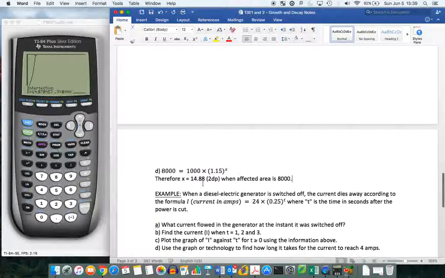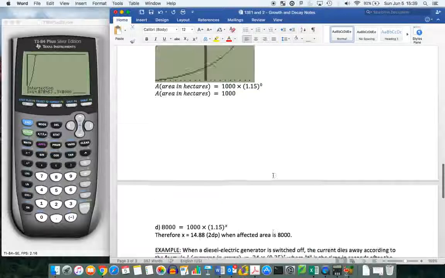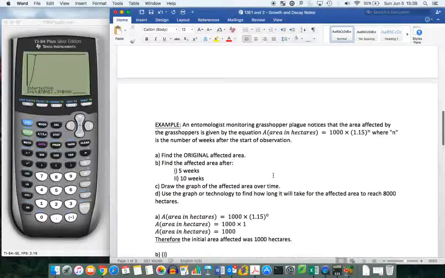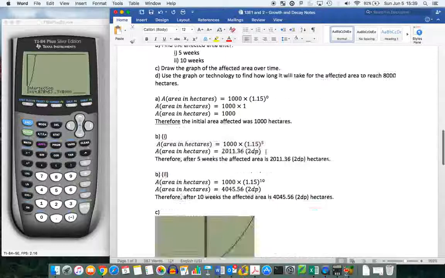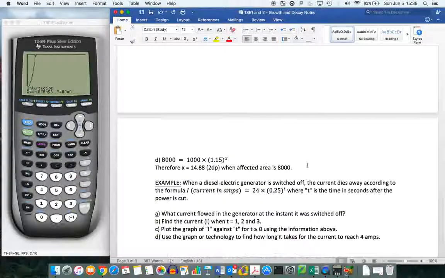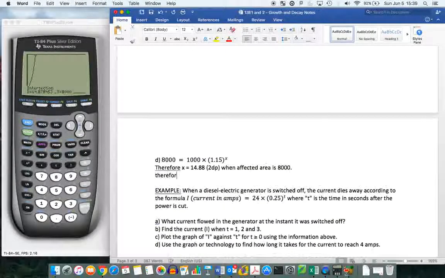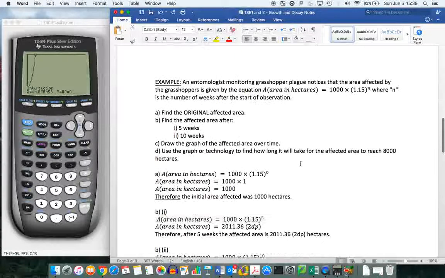And so we need to interpret that as well, because x in this case is representing number of weeks after observation. Therefore, the affected area is 8,000 hectares after 14.88 weeks. Okay, so that's the solution to the first one here.